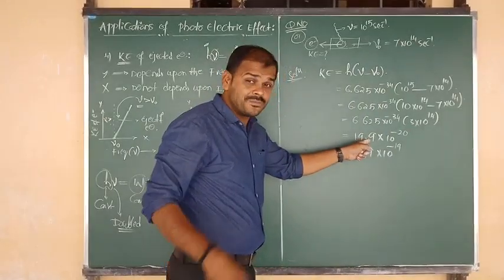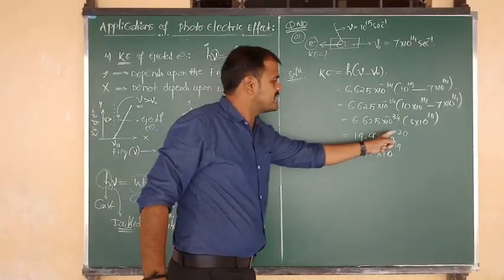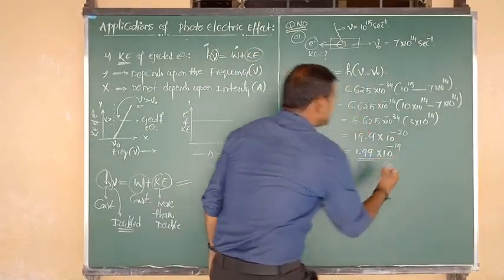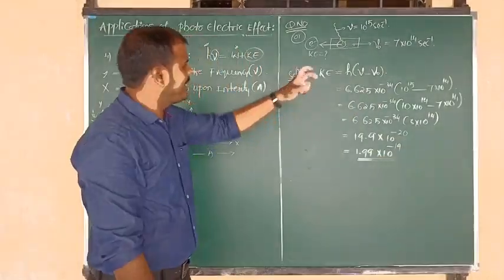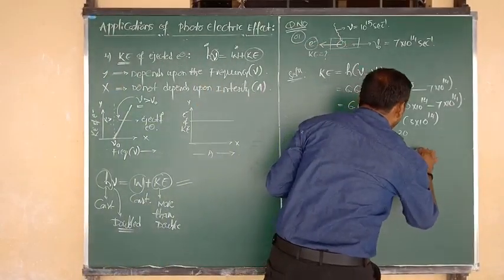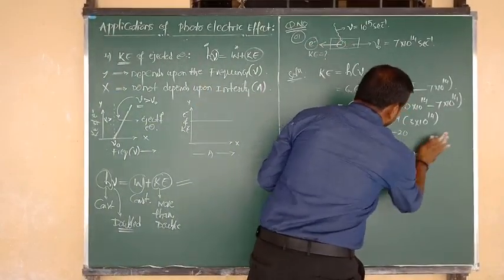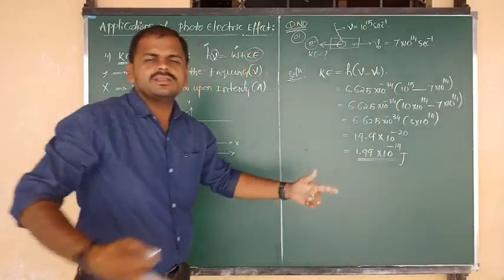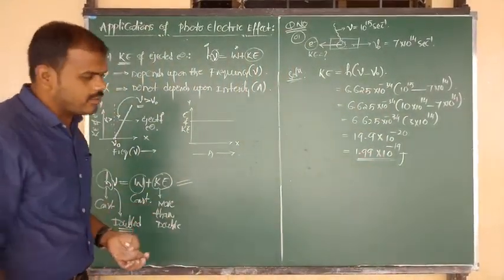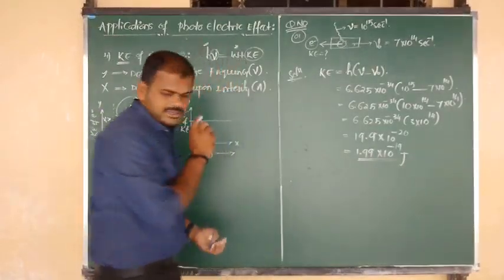But here the decimal point shifted towards the front side, so minus 20 becomes minus 19. So this is the kinetic energy of the ejected electron from that respective metal surface. This value has to be considered in joules because we have taken the h value in joules. Okay, I hope you understand. Good. Now let me consider the second problem.